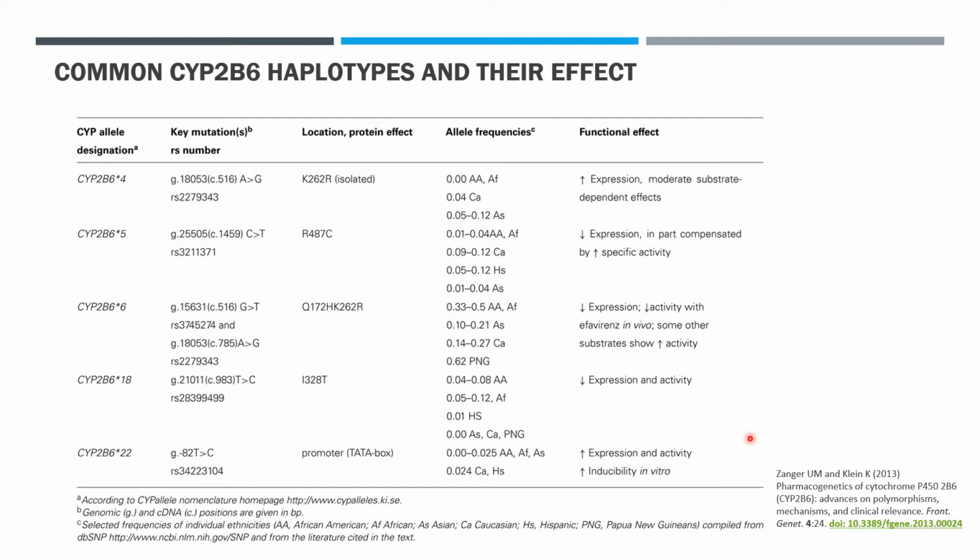And yeah, most of the most common genes and haplotypes in this gene family decrease the expression of the enzyme. There are a few, as we can see up here, like CYP2B6*4 and CYP2B6*22, that actually increase expression of the enzyme. They're not very common though. They'll only be seen in very small proportions of the population.